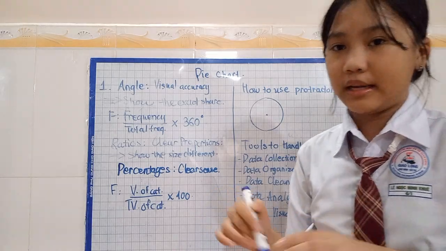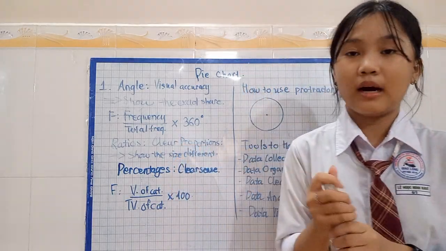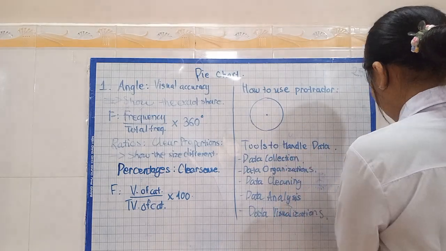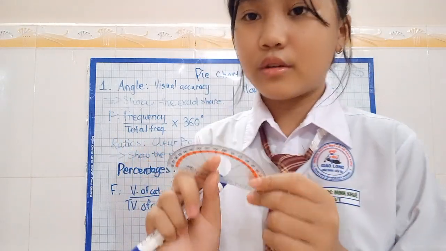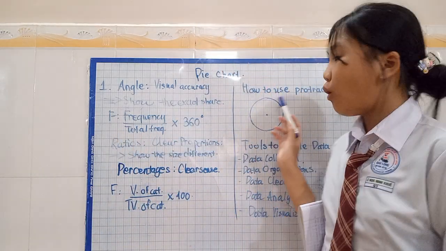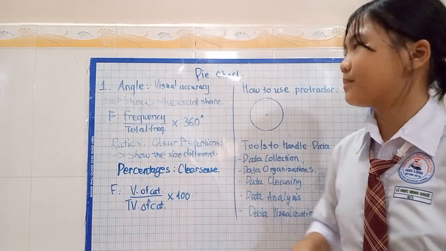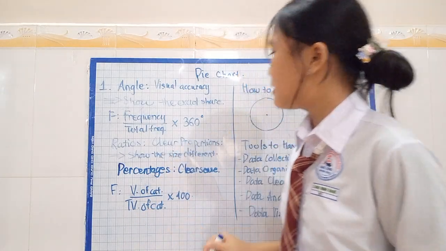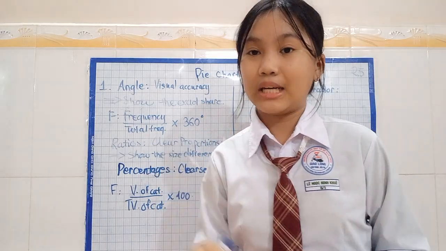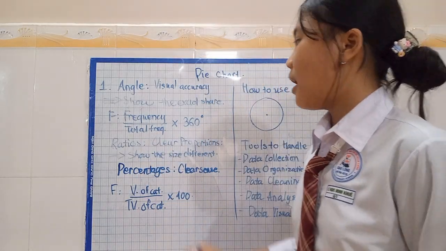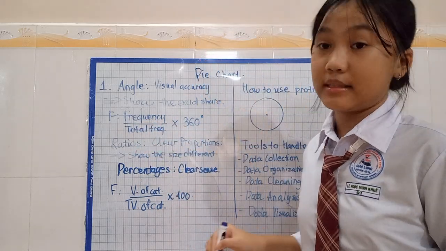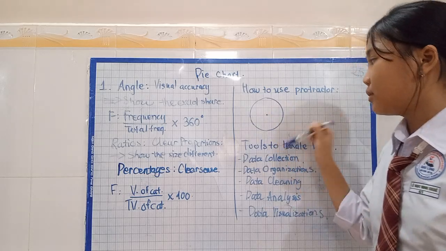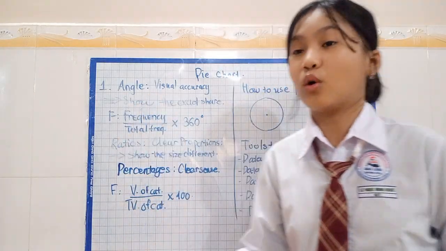Now for this part, we are going to have a formula to calculate the angle on our pie chart based on our percentage. So now here is our ruler. You can see that a whole circle like this is 360 degrees, right? So we are going to calculate it using the formula: frequency divided by the total frequency, times 360. That will give us the angle of that frequency.